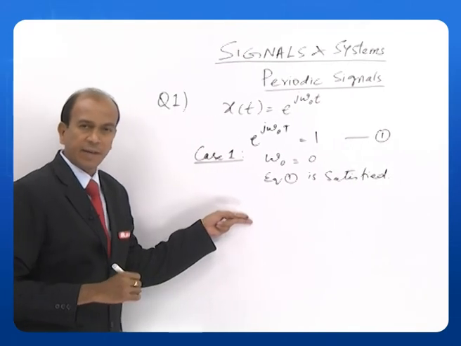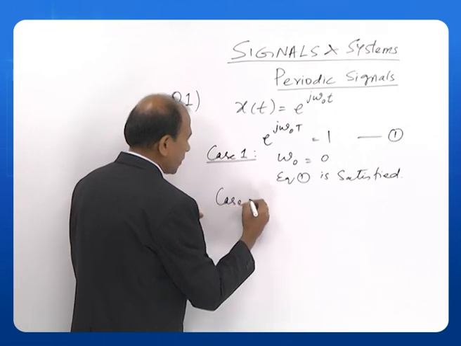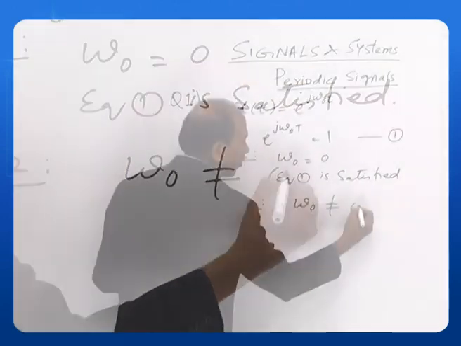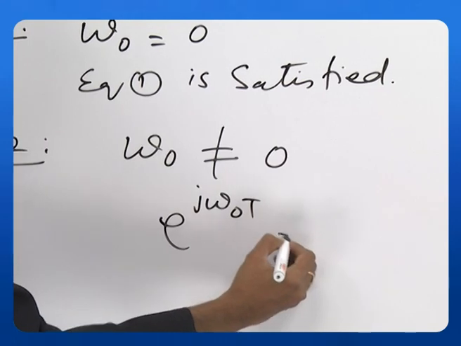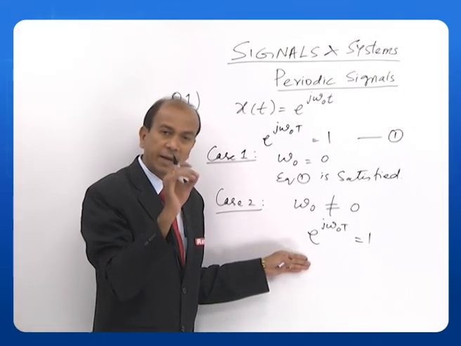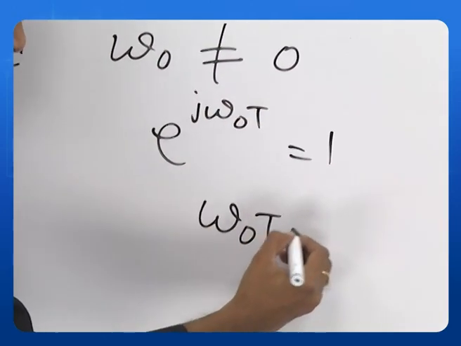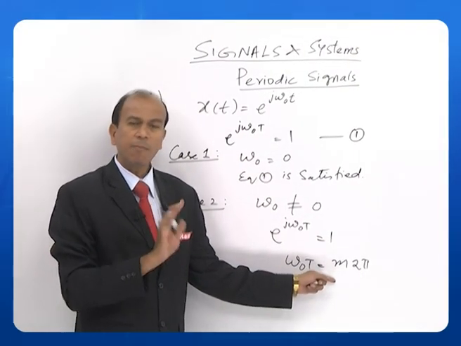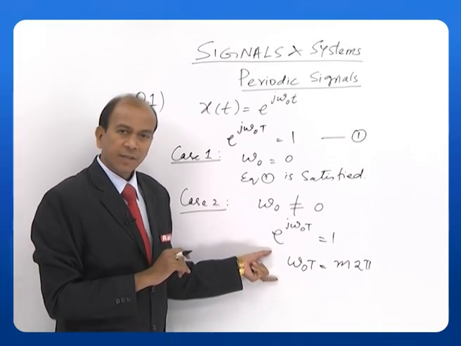Okay. Let us take another case where omega naught is not equal to 0. So, case 2, where omega naught is not equal to 0. Then e to the power of j omega naught t is equal to 1 can be satisfied only under this condition. What is that condition? Omega naught t must be equal to m into 2 pi, where m is any positive integer. Okay. So, this condition must be satisfied.